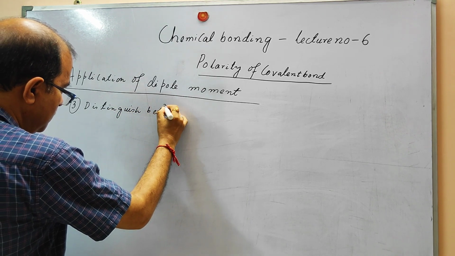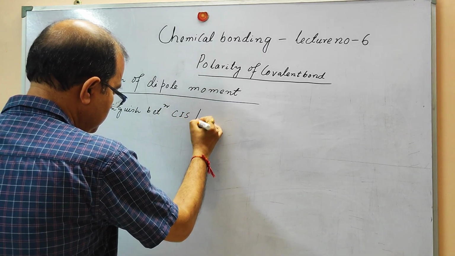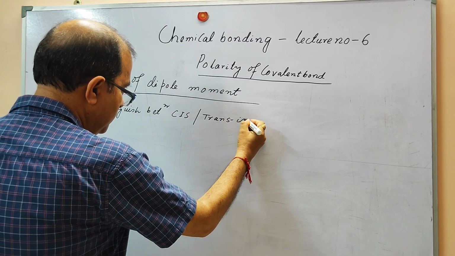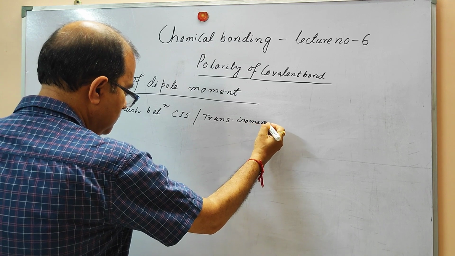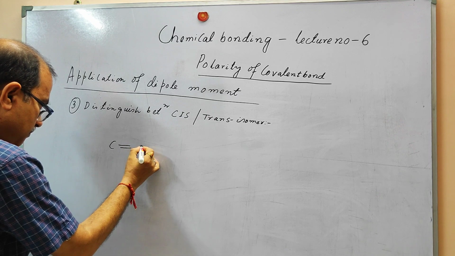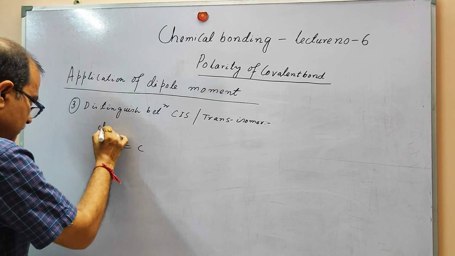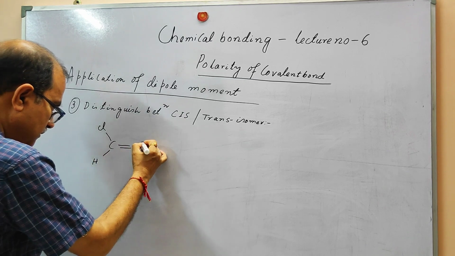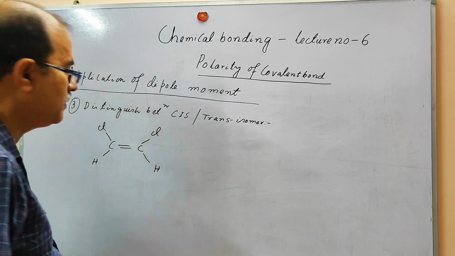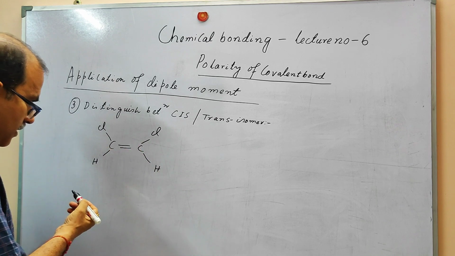between cis and trans isomers. How can we distinguish? Let us understand. From the dipole moment itself, we are taking the example of dichloroethene. Dichloroethene is an organic compound that we will learn about later in the organic chapter. This is dichloroethene, and it is the cis isomer.